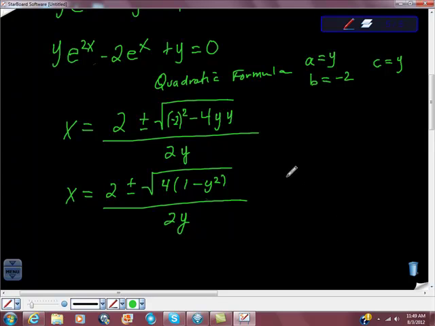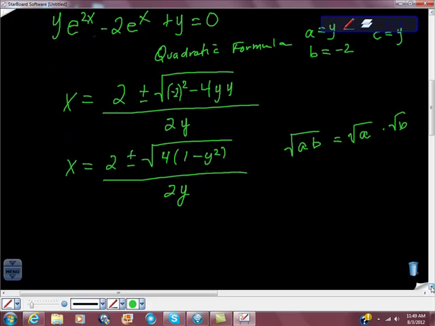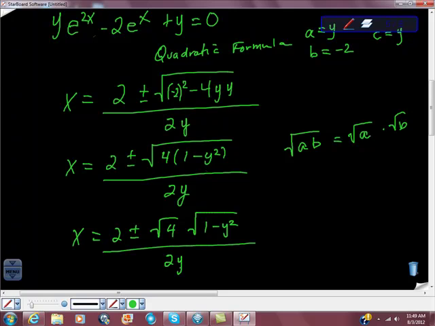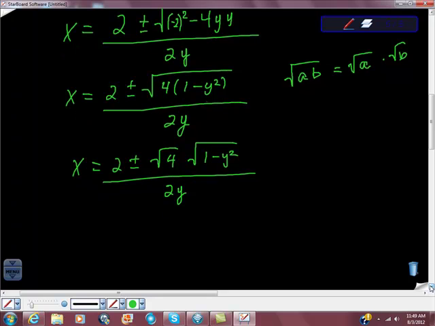Now, remember this rule: the square root of the product of a times b is the same as the square root of a times the square root of b. Why am I telling you that? Because I'm going to pull out the square root of 4, and I want you to know where I was getting that from. So I have x is equal to 2 plus or minus the square root of 4 times the square root of 1 minus y squared, all over 2y. Wow, that's a lot of stuff going on. If you're still with me, you're something else. The square root of 4 is 2.